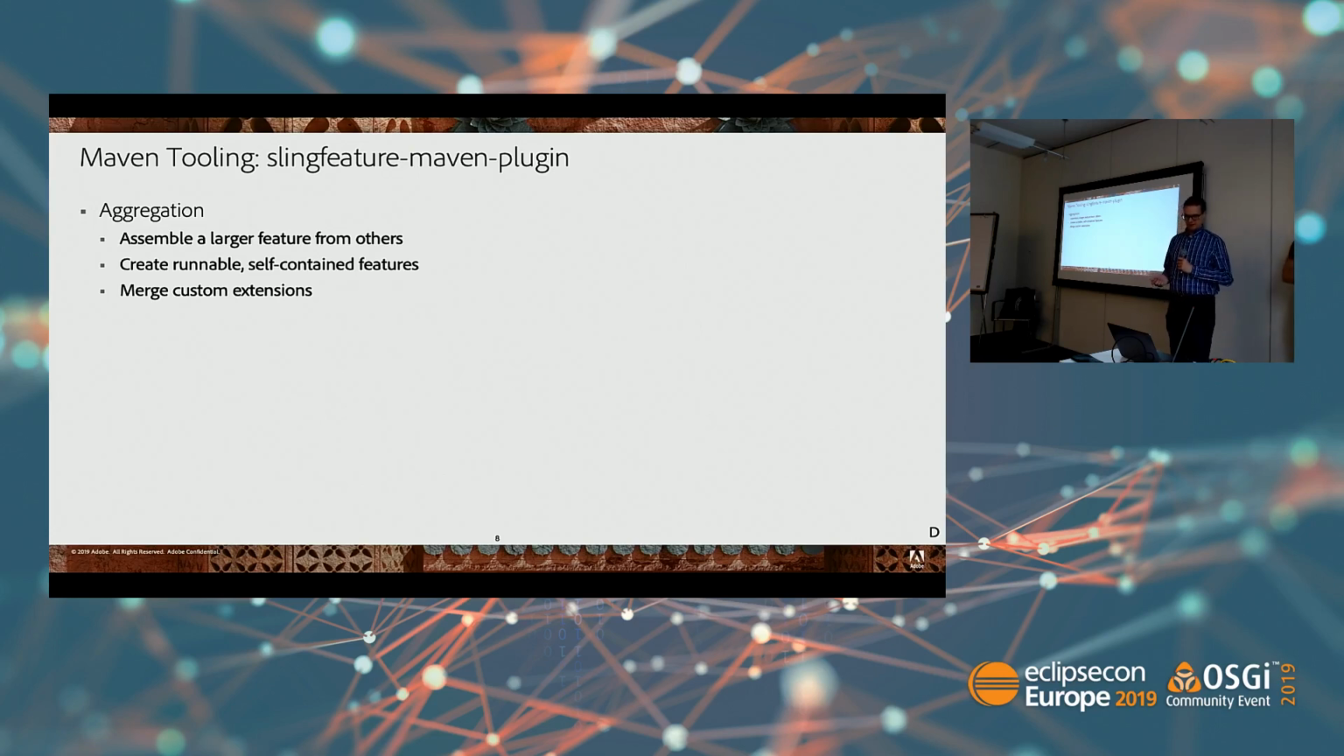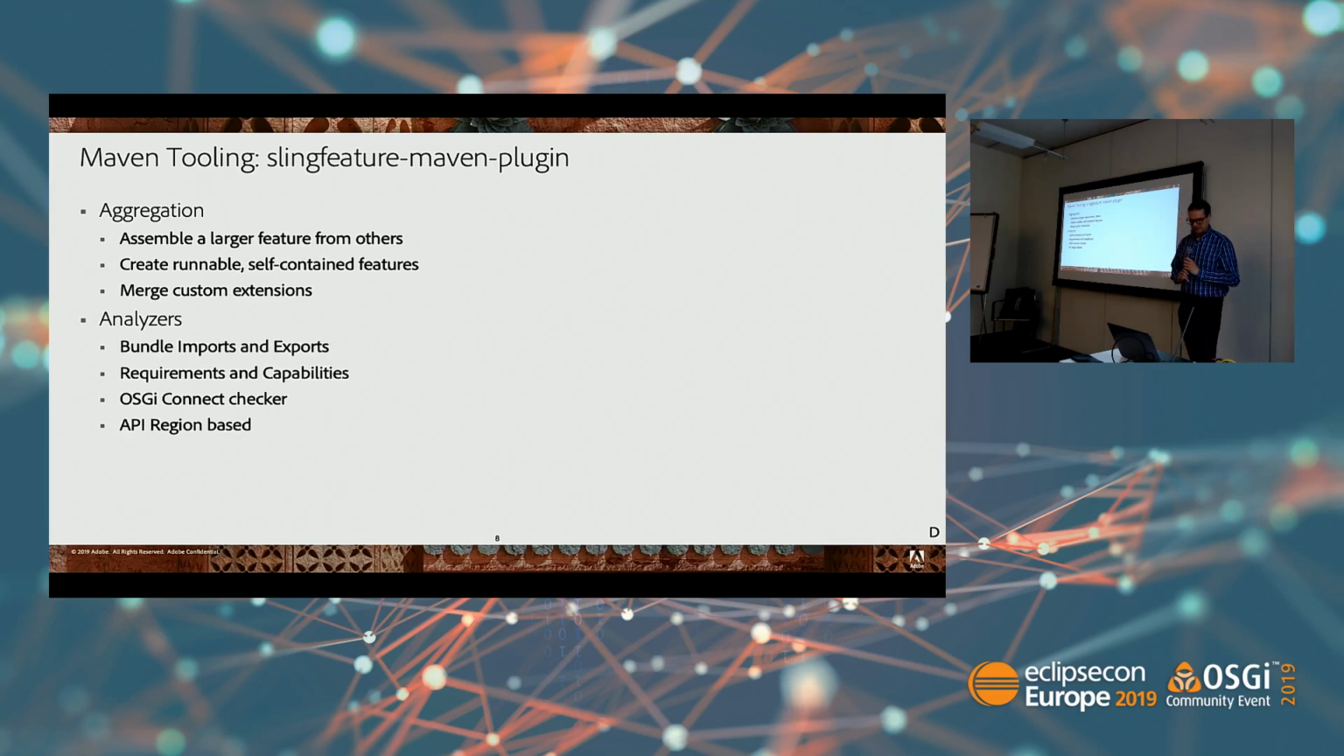The aggregation, so you can say, I want a new feature to be generated from these other features, and it could be many other features. And so this can be used to create runnable features. It can merge your extensions, so you can plug into this process. And so this is a way to create larger features from smaller ones.